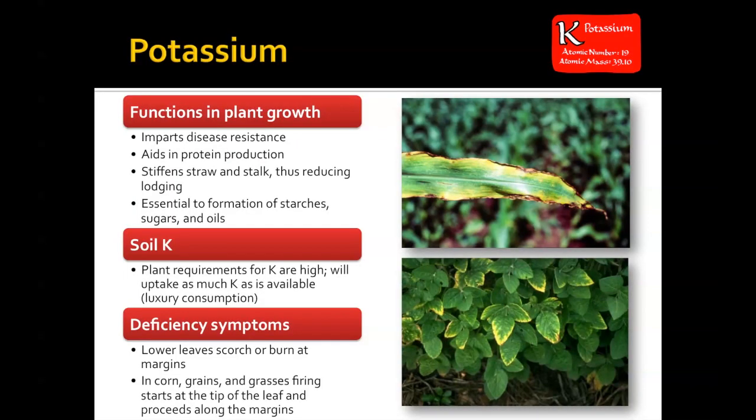Potassium, it's known for imparting disease resistance. It's big when your plant begins to fruit. So you really want it around when that plant begins to fruit and it's making those sugars and oils.